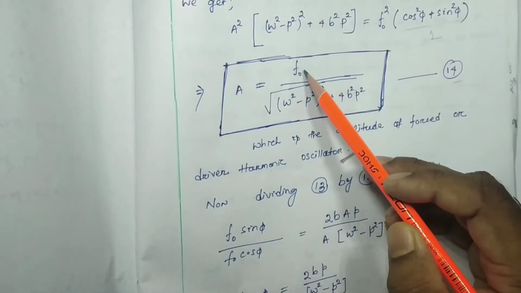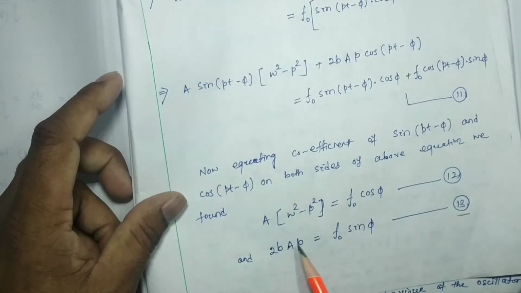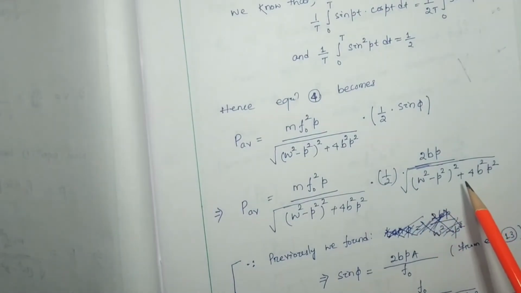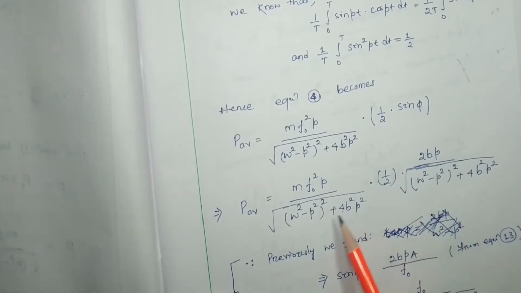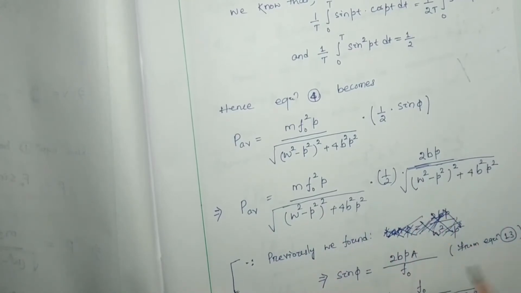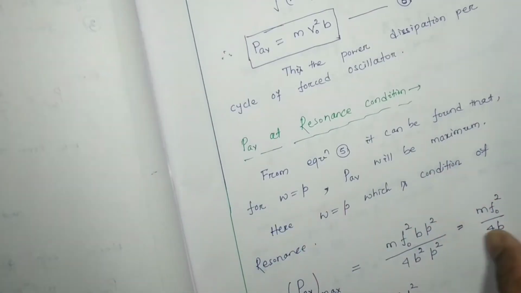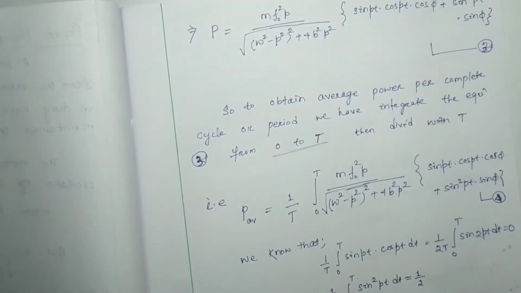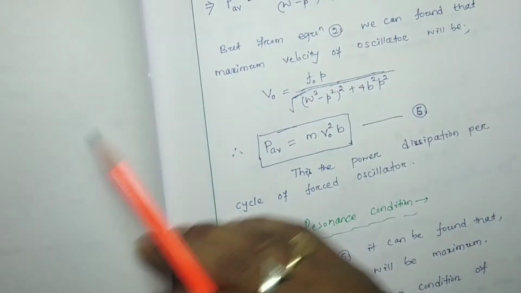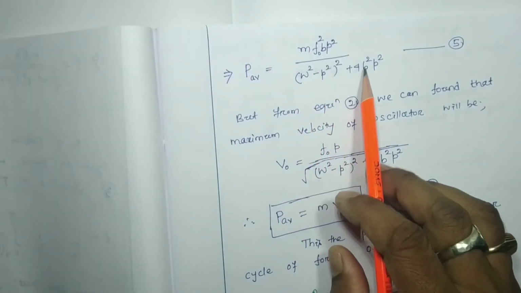So here the numerator will be F0, and the denominator will be F0, so it gets cancelled. We can find 2bp whole divided by omega square minus p square whole square plus 4b square p square. Okay, now see here, the denominators inside the root are the same, so the root will be gone. So what we can get? We can get that m f0 square p square b whole divided by omega square minus p square whole square plus 4b square p square. Let it be equation number 5.